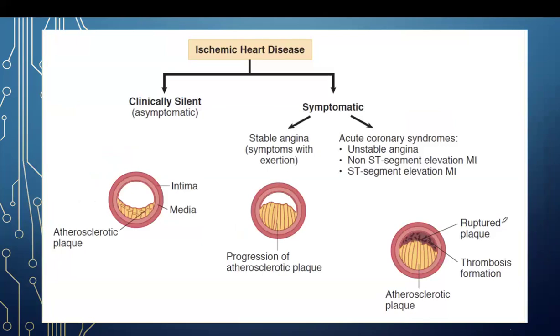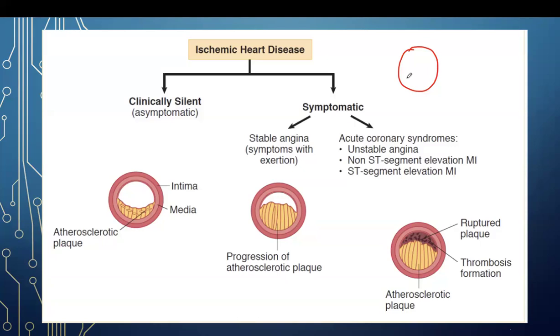Moving on to ischemic heart disease. We are talking about ischemic heart disease a lot, right? So what is that? As you can see, in a normal coronary artery, the lumen of the coronary artery should be clean. So the blood should flow without any problem. There should not be any obstruction.